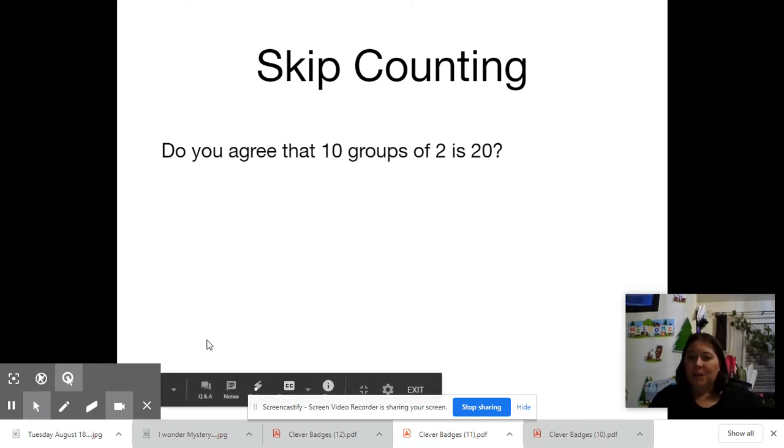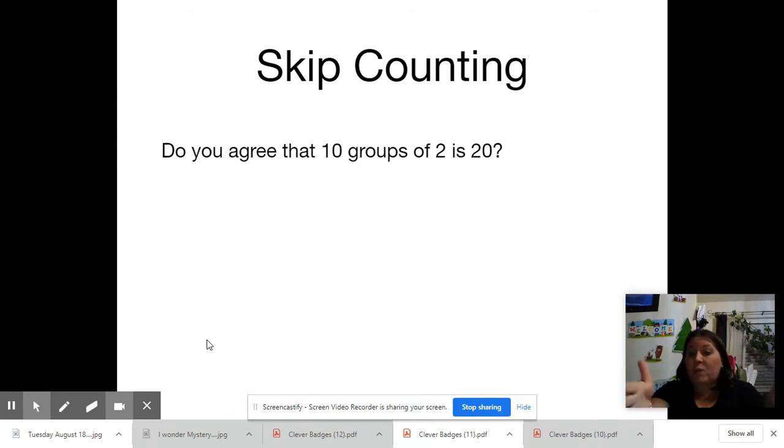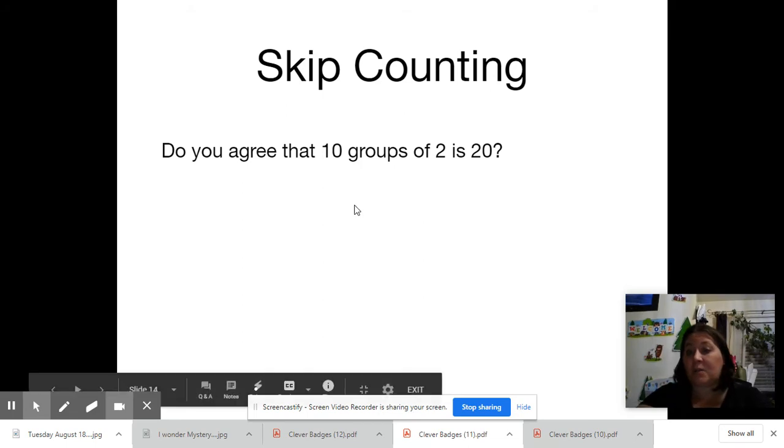So we agree that 10 groups of 2 is 20, right? We just proved it. We just showed our math. We just drew it. So when we talk about the read, draw, write process, that was the draw part. And then I proved it with that picture that 10 groups of 2 is 20.